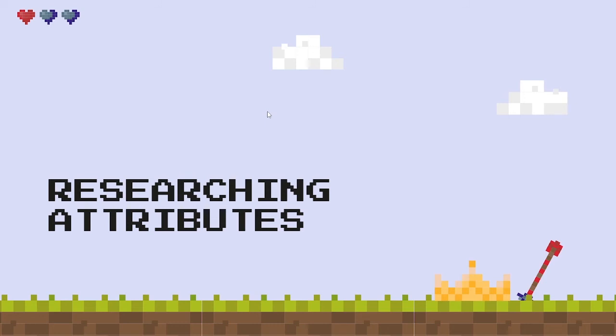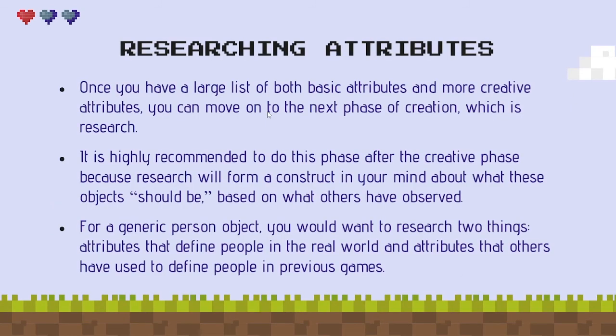Next, researching attributes. Here come the different references we have in terms of listing down the attributes. These references could be from experience, or from the games that you played previously, or they can be attached from reality. Once you have a large list of both basic attributes and more creative attributes, you can move on to the next phase of creation, which is research. It is highly recommended to do this phase after the creative phase because research will form a construct in your mind about what these objects should be based on what others have observed.